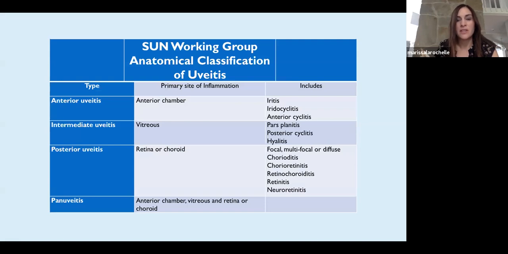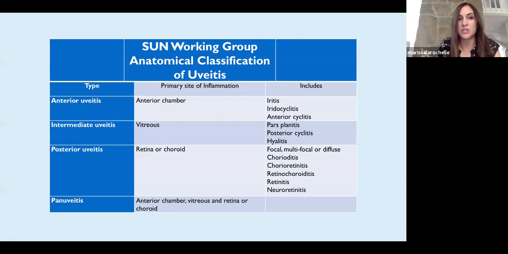And to start, this is the SUN, which stands for Standardization of Uveitis Nomenclature Working Group Classification. So this is how we talk about uveitis. And this working group, it's a bunch of people that sit around and they talk about how we should distinguish uveitis, which is very helpful. So uveitis is named on the primary site of inflammation, the anatomical location of where that inflammation is.